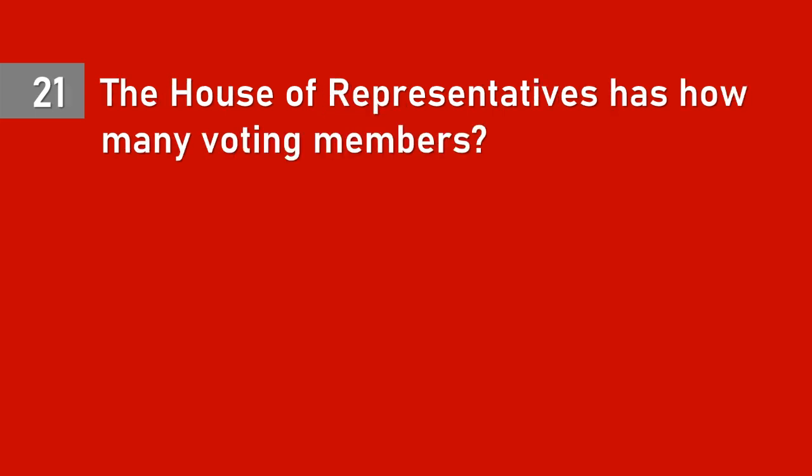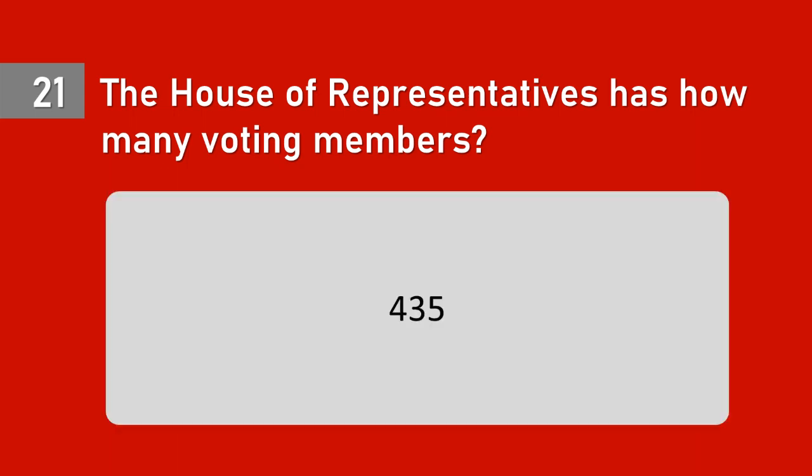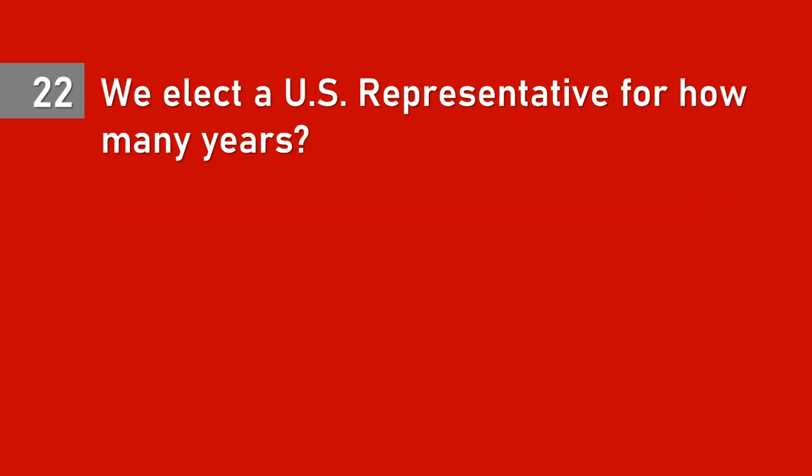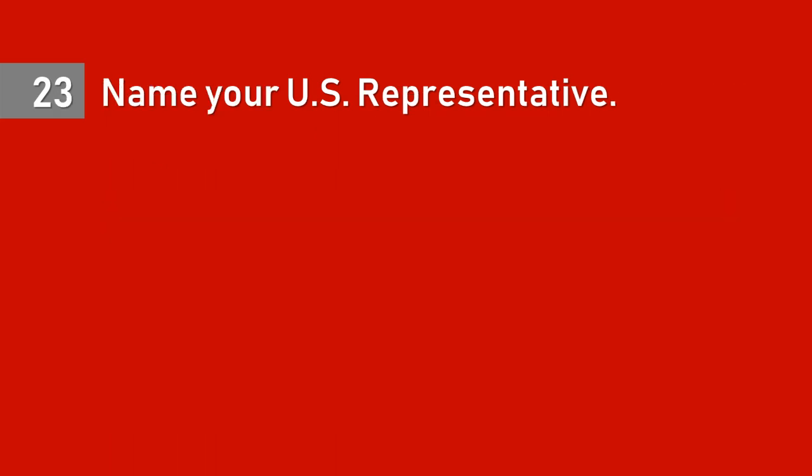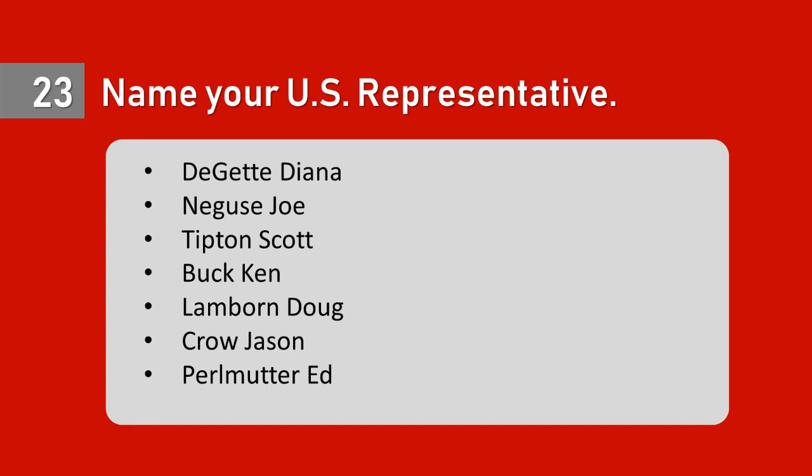Question 21. The House of Representatives has how many voting members? 435. Question 22. We elect a U.S. representative for how many years? 2. Question 23. Name your U.S. representative. DeGette Diana, Nagoose Joe, Tipton Scott, Buck Ken, Lambourne Doug, Crow Jason, Perlmutter Ed.